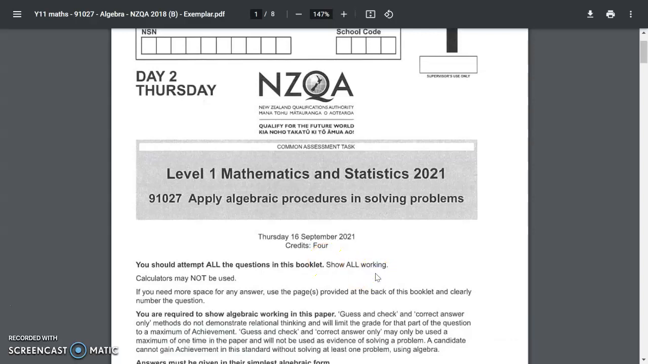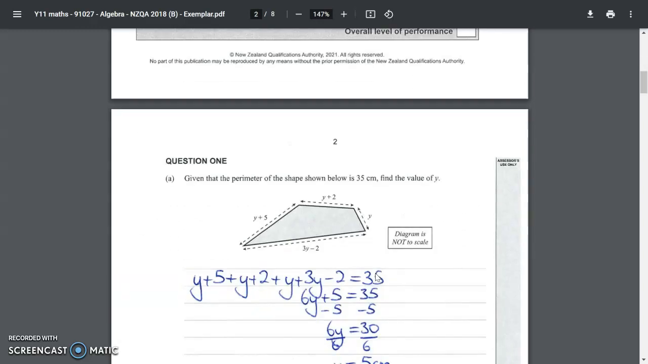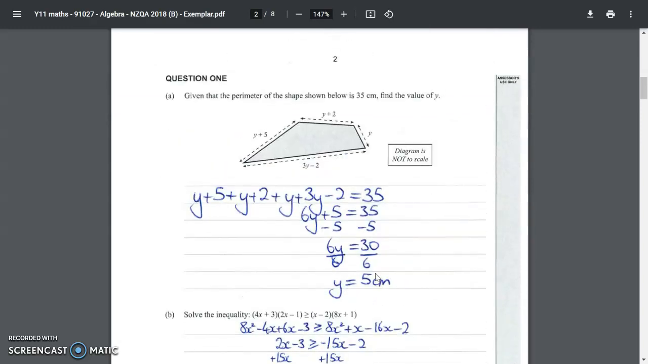Okay, so we're going to go through the 2021 Algebra paper. This is the E version, the Thursday version. So question 1 should be reasonably straightforward.